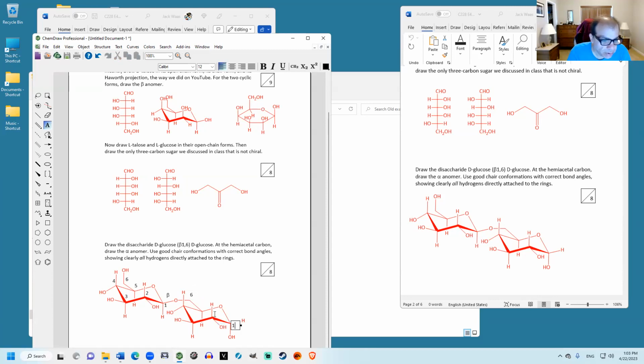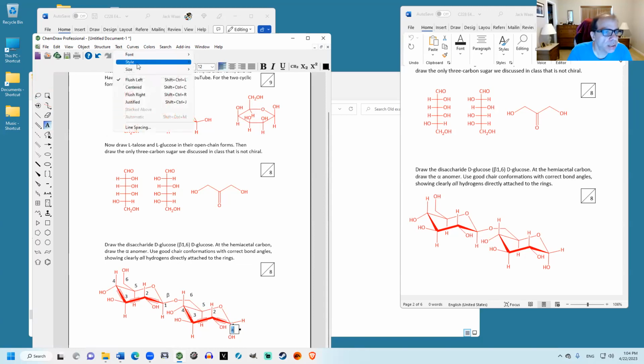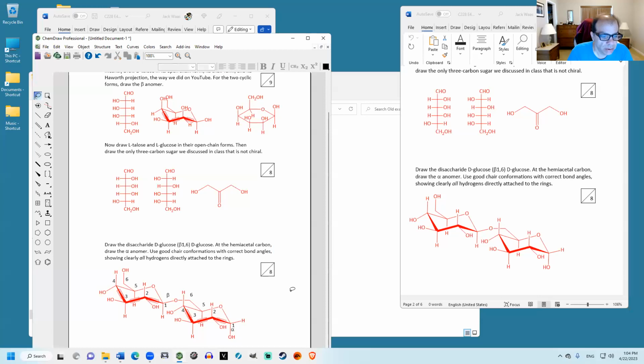1, 2, 3, 4, 5, 6. And then at the hemiacetal carbon, draw the alpha anomer. So there's a fully numbered and labeled diagram.